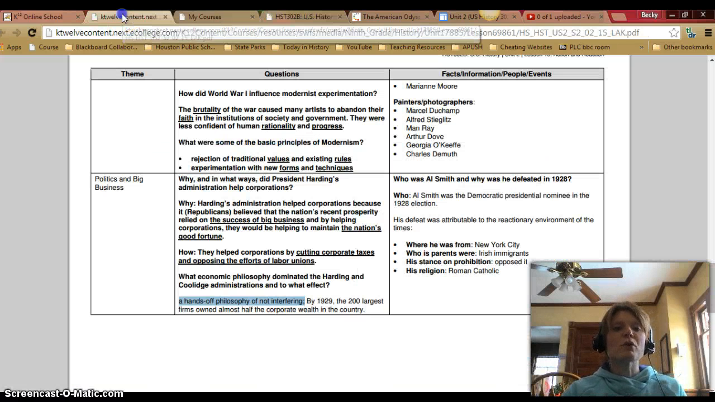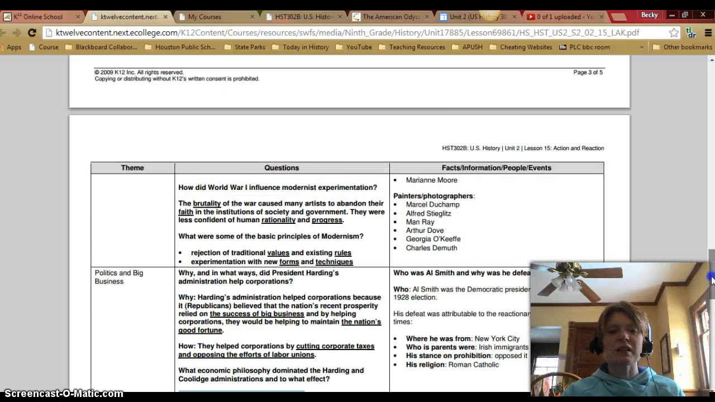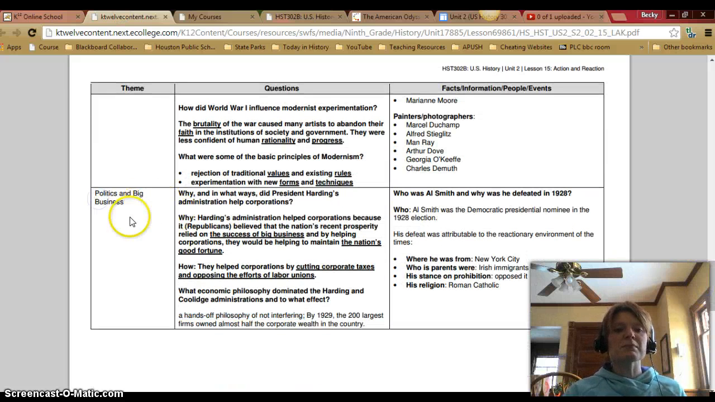Well, let's go back to our Roaring Twenties sheet that we completed in the previous lessons. And let's look where it says politics and big business. So, what do we remember? Ouch, Pickles. He's mean, see?